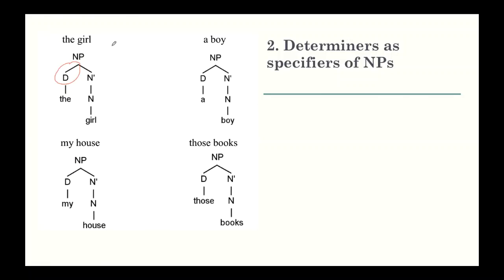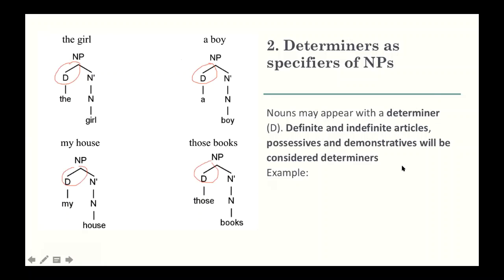Okay, so you can see D as a determiner, and it is the determiner in the noun phrase the girl, and it works as a specifier. The same for here, you draw D here for a boy, for my house, for those books. So what exactly are determiners?